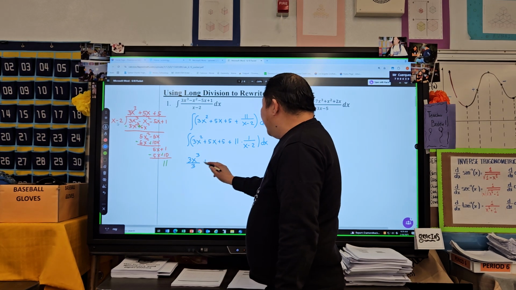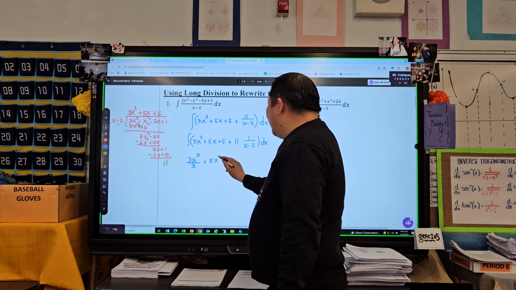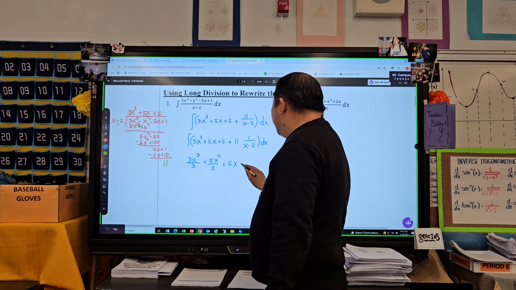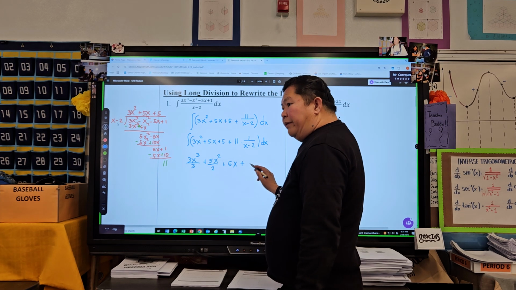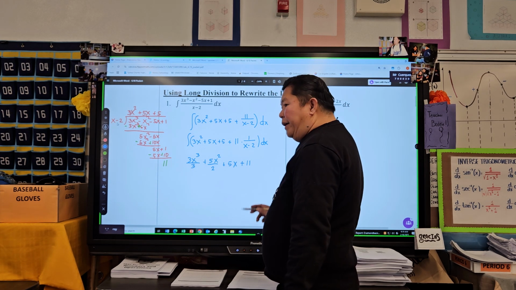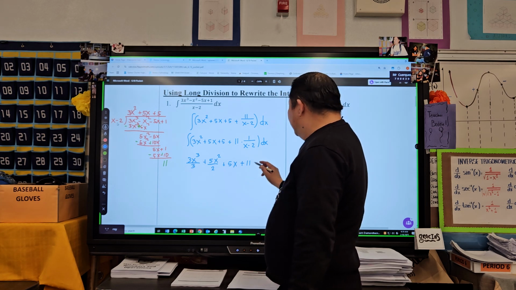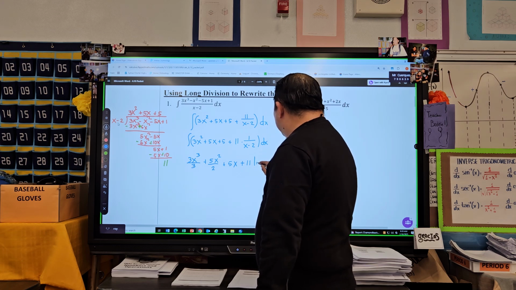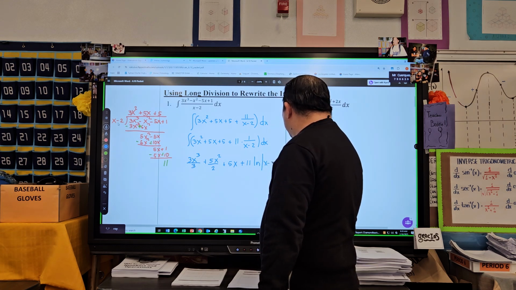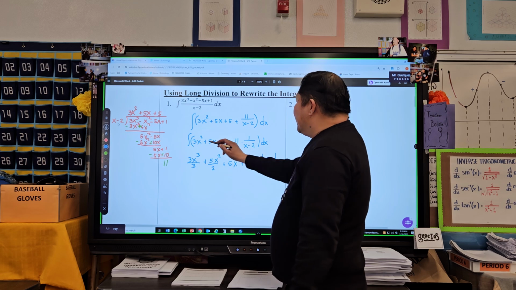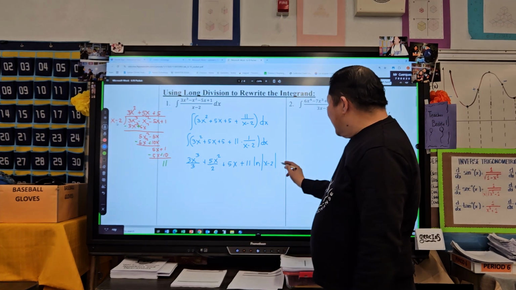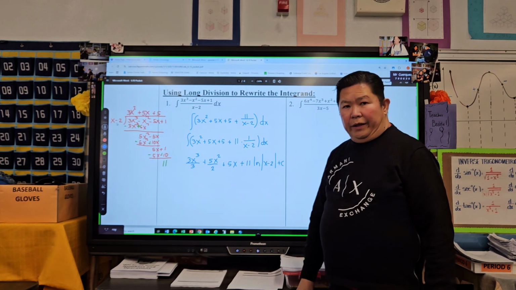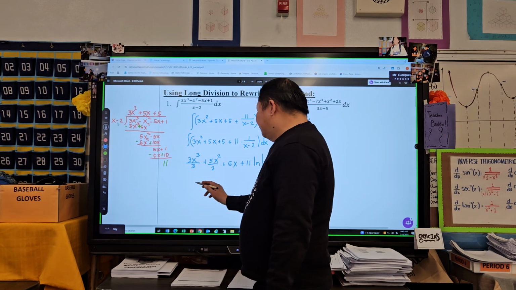And this becomes 5x squared over 2 plus 5x plus 11, and then times ln of 1 over x, ln x minus 2. Okay, since this is an indefinite integral, what is lacking here is plus c. And then this cancels out.